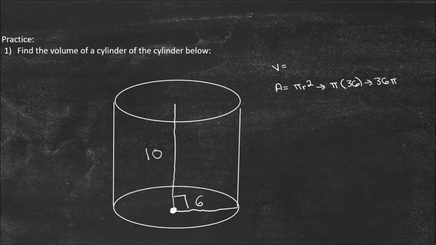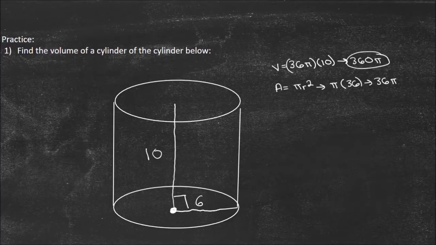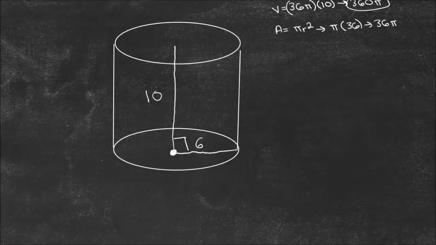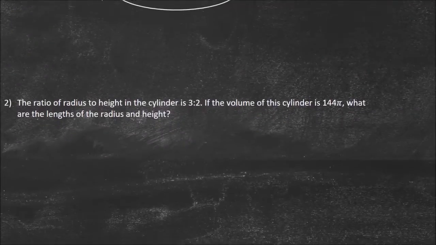That is the area of the base, and the volume is just the area of the base times the height. So 36 pi times 10 equals 360 pi. That's the volume of this cylinder right here. Nothing crazy, pretty simple. All right, on to the next one.